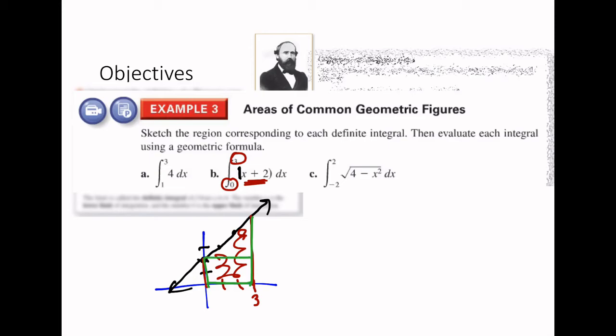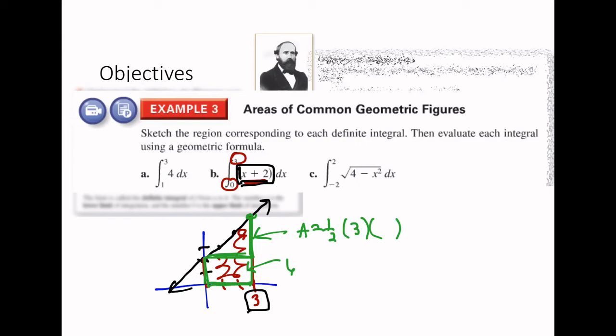Here's a rectangle that's 3 by 2. So that rectangle is 6, base times height. And then this is 3 by something, so its area is going to be 1/2 times the base times the height. Now we just have to figure out how high this goes. To figure out how high that goes, just put 3 into the function.